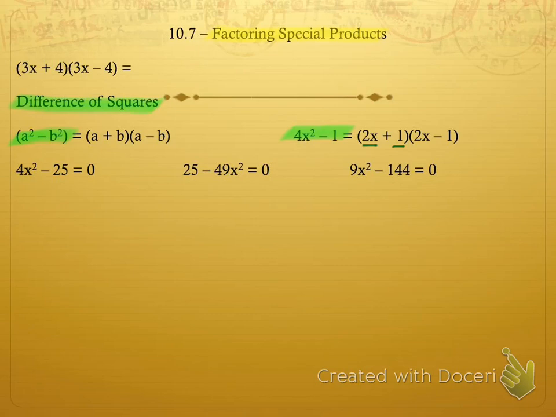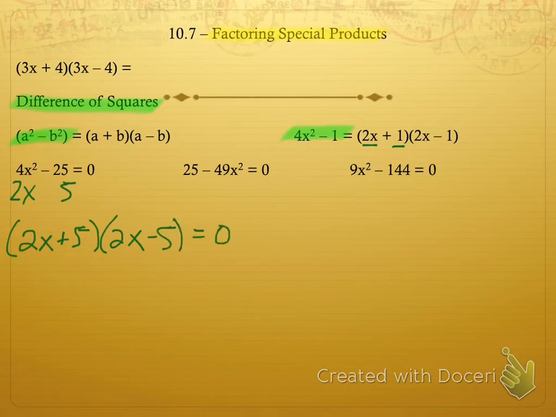So here for this first one, I have 4x squared minus 25. Again, two perfect squares with a subtraction sign in between them. So I take the square root of 4x squared, which is 2x, square root of 25, which is 5. And so then I'm going to add those together and then subtract them together. Then I can separate this into two problems. X is equal to negative 5 halves or positive 5 halves.